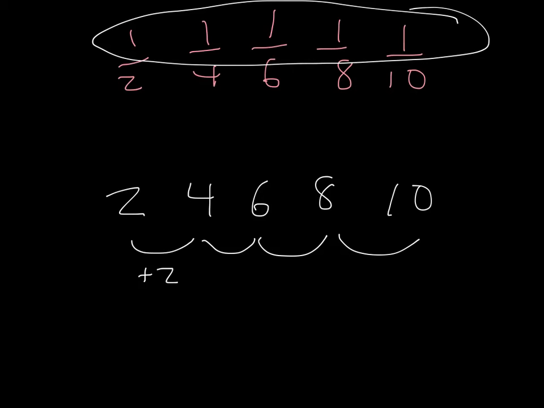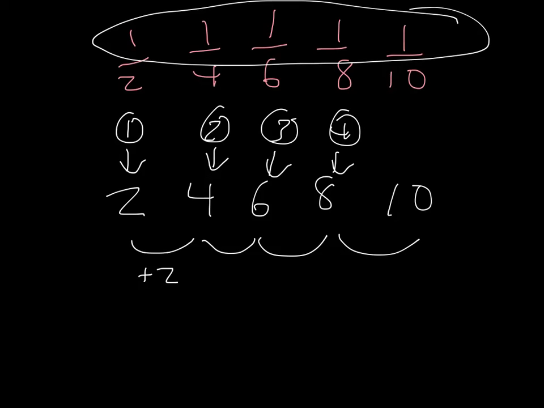From there, it's pretty easy. If this is the first term, this is the second term, this is the third term, this is the fourth term, well, I know this is twice as much, this is twice as much, this is twice as much, this is twice as much. So for every number, for every n, I need twice as much, 2n.